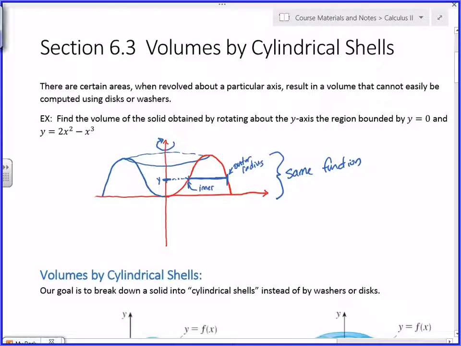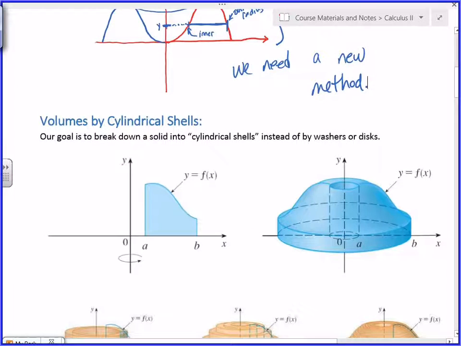So what we need is a new method. Because we can't write the area as the area of the outer circle minus the area of the inner circle, since we don't have a function for the outer radius and a function for the inner radius. They're both the same function. So finding a formula for that is going to be tedious and painful. So we introduce a new method called volumes by cylindrical shells.